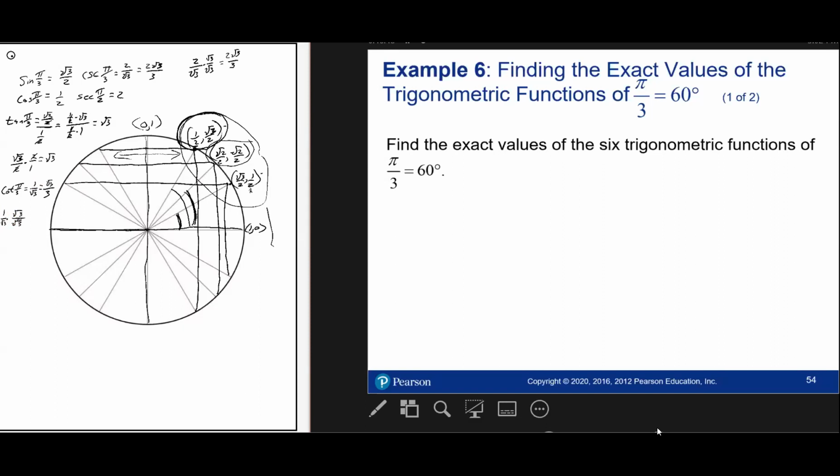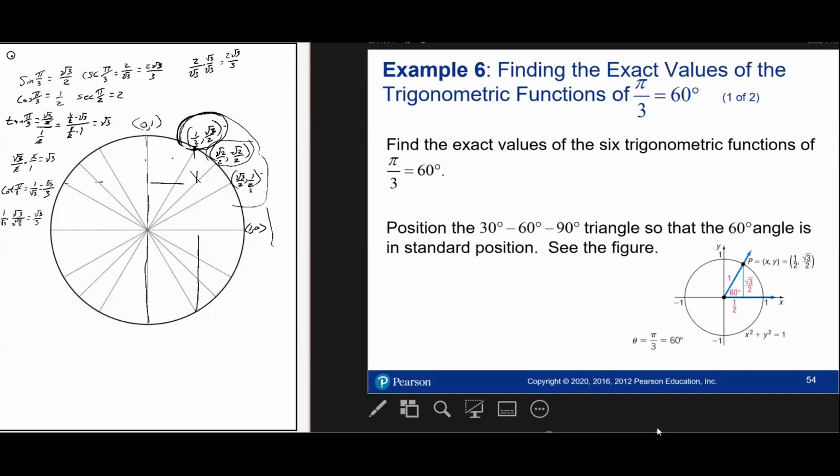1 divided by the square root of 3 is the exact same number as the square root of 3 divided by 3. They're identical. And that's what they did.